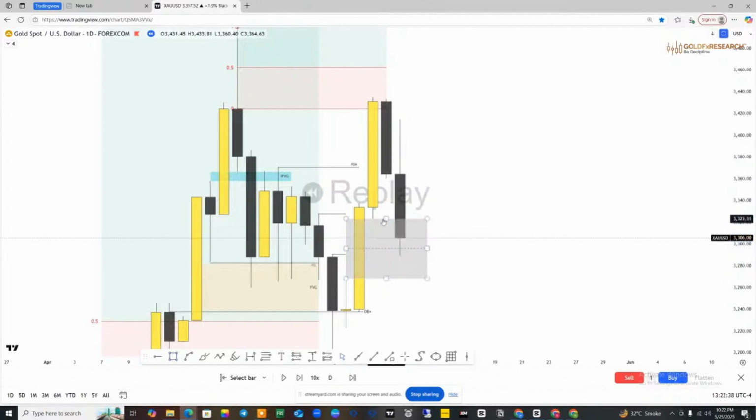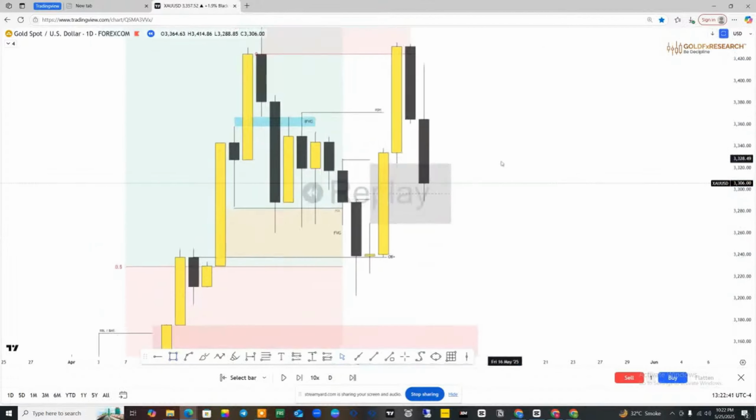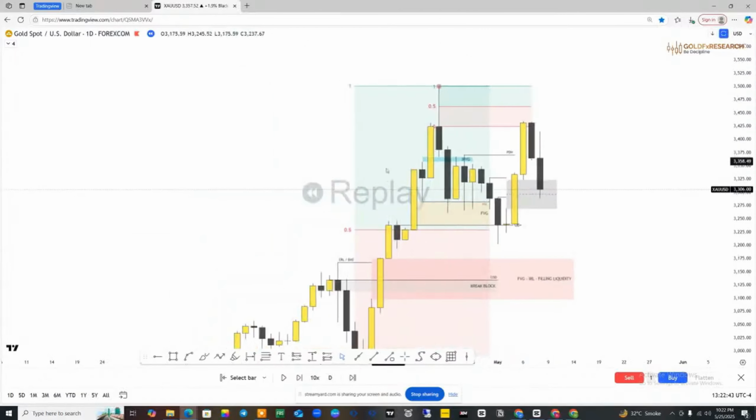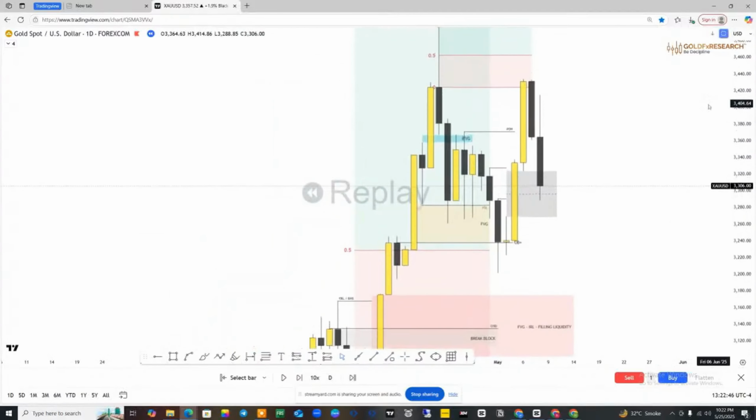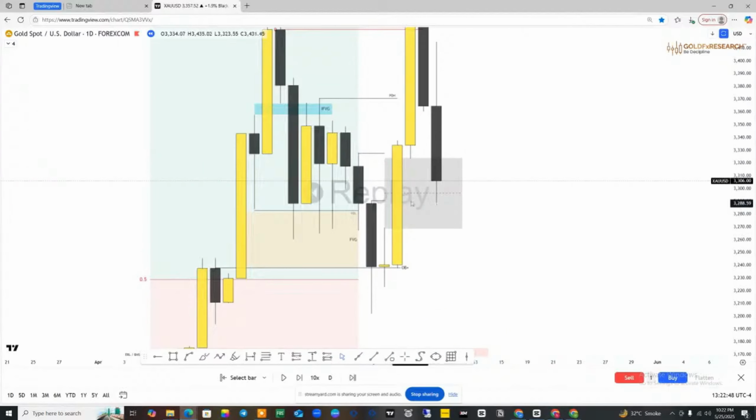An FBG is appearing. Now, what did I tell you earlier? Now, what is this FBG? This FBG is again at a premium level. So what will this FBG do? It will trap. Now, how will it trap? You can see that the market tapped the central point, the CE of the FBG, and showed rejection.